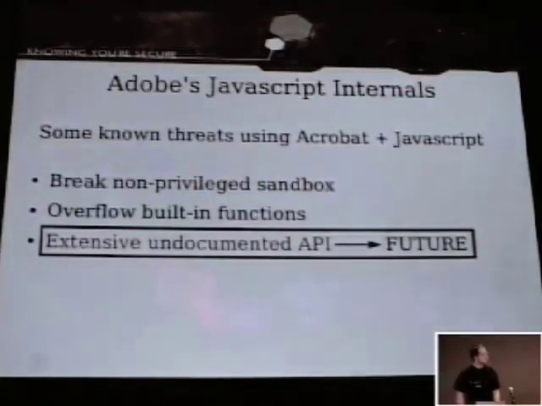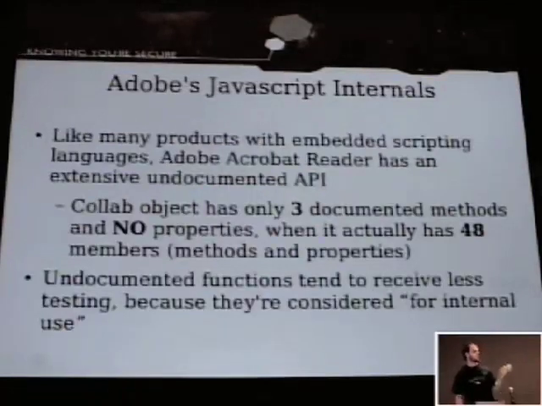And also, there's an extensive undocumented API. These undocumented functions tend to receive less testing because they're for internal use. As an example, the collab object inside Adobe Acrobat Reader's API has only 3 documented methods and no properties at all, when it actually has 48 members. There are a lot of undocumented functions.